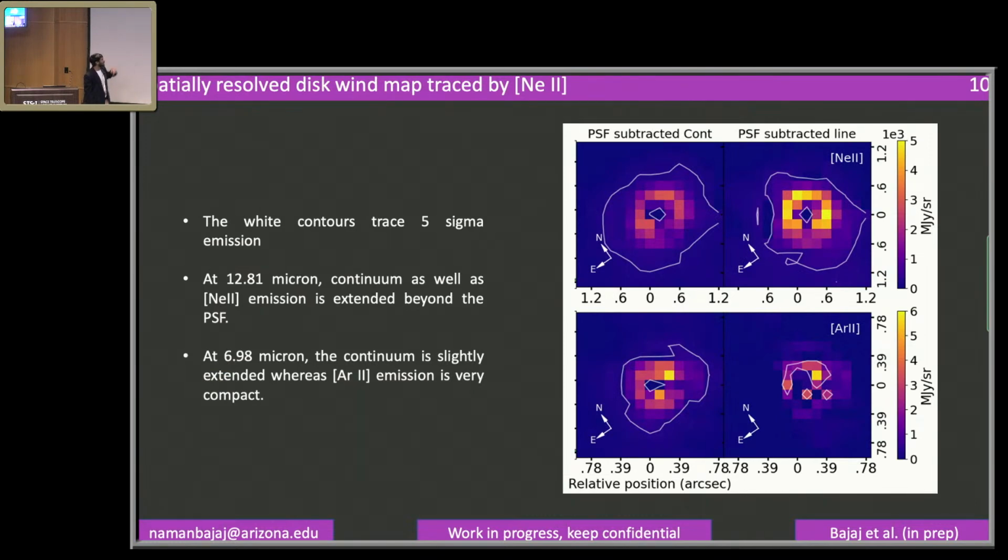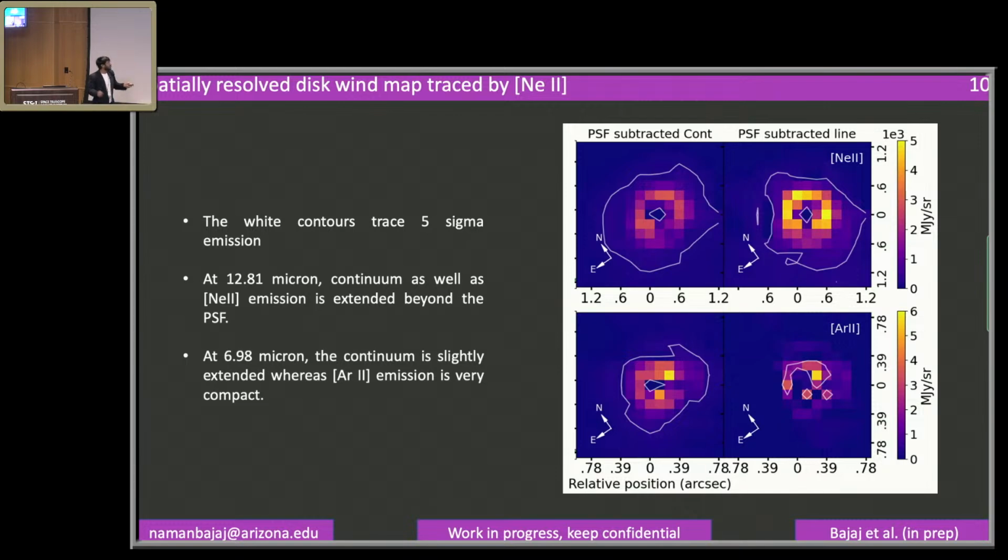On the upper panel is PSF subtracted continuum at 12.8 micron and PSF subtracted neon 2 emission. And on the lower panel, we have PSF subtracted continuum emission at 7 micron and PSF subtracted argon 2 emission. And it is very clear that both the continuum and neon 2 emission at 12.8 micron are spatially resolved.